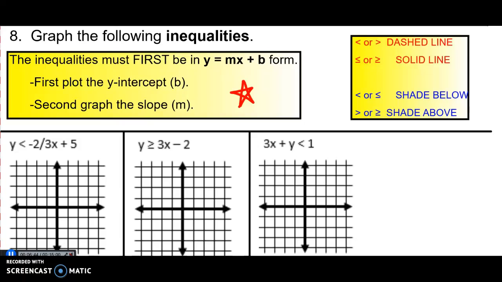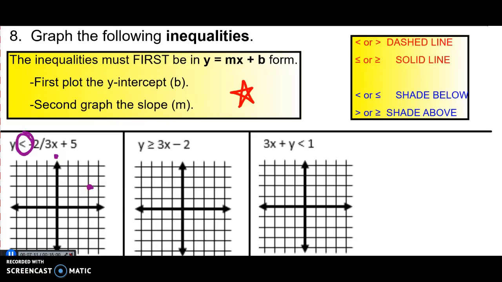All right, so the first one, great, is already in y equals mx plus b form. So we start with our y-intercept. Our y-intercept is at +5, which is way up here. We have a negative slope, so I'm going to go down 2. I'm going to go over 3 for my slope. Put another point. Okay, once you get your 2 points, you look at your symbol.